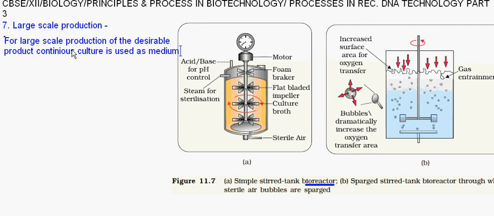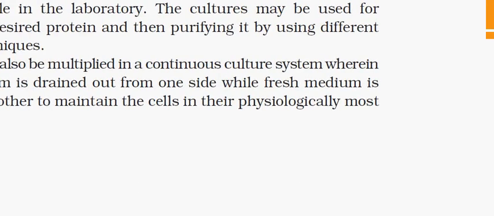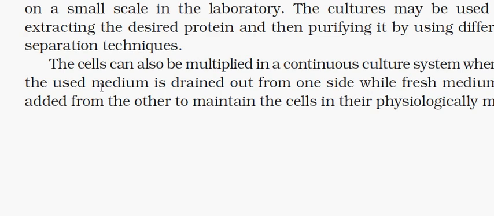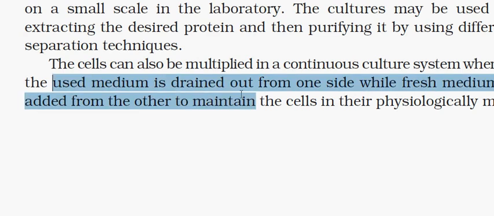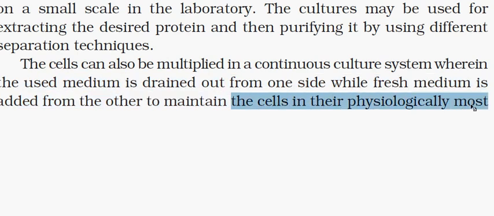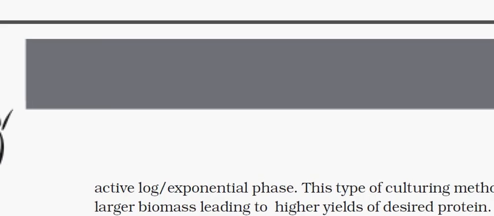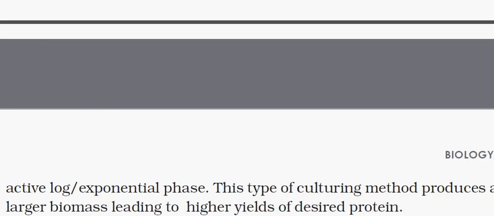As you can see here, in continuous culture the used medium is drained out from one side, while fresh medium is added from another side to maintain the cells in their physiologically most active state. That's why continuous cultures are preferred. This active stage is called the exponential phase of growth.